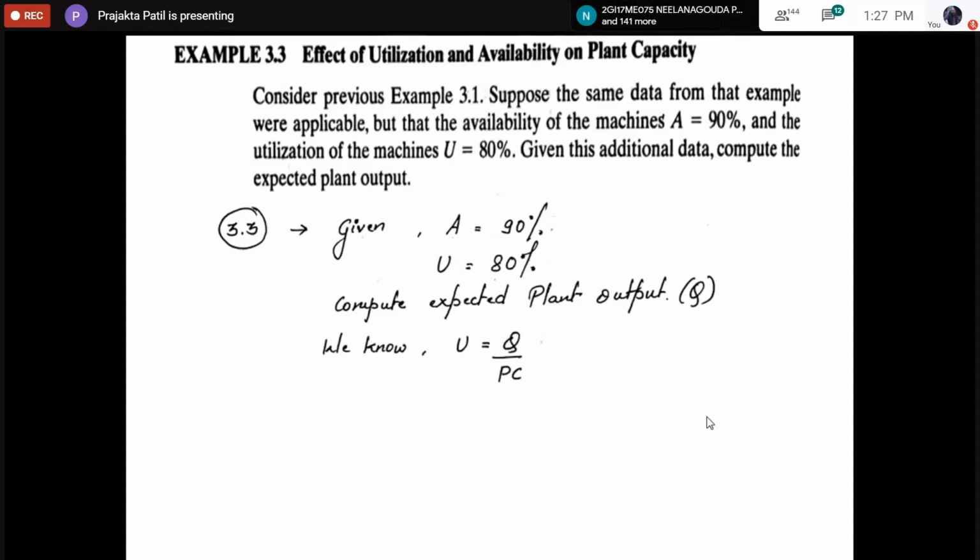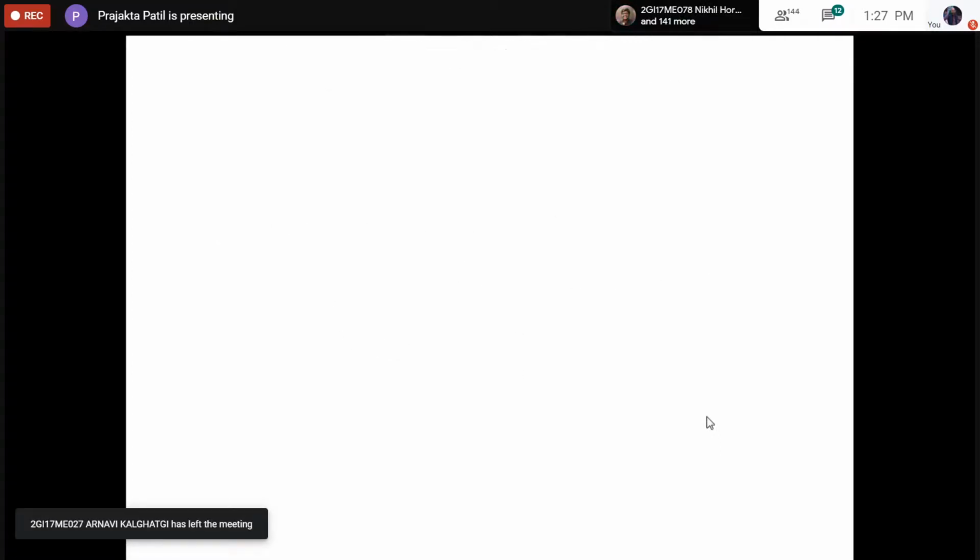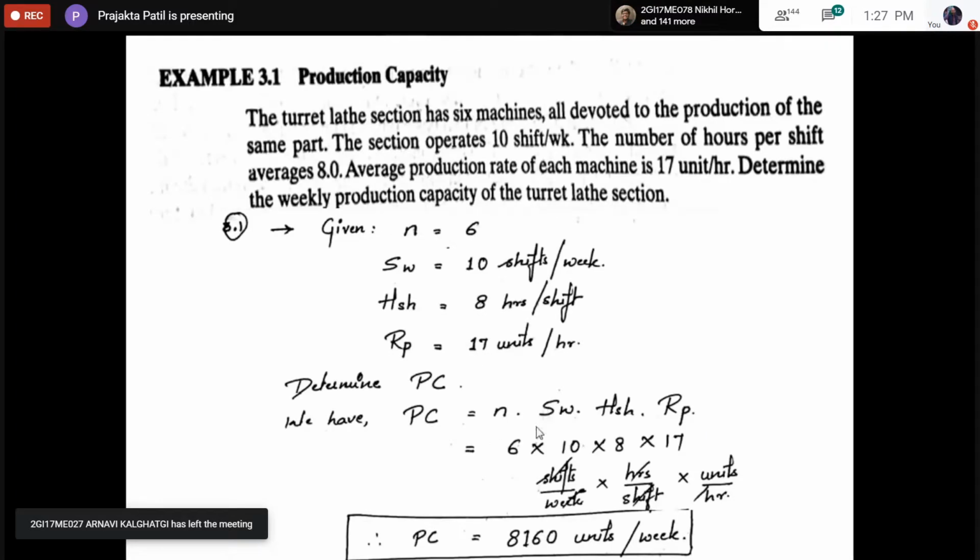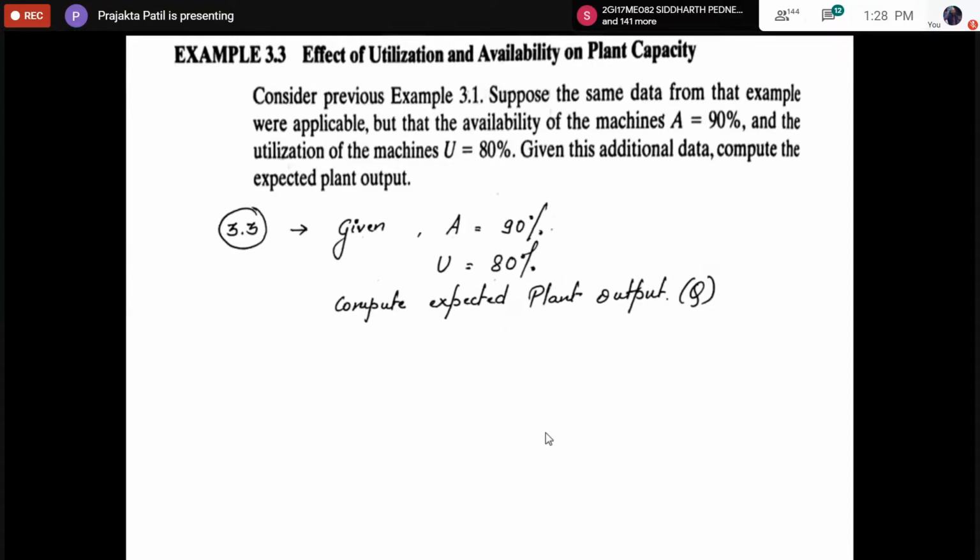But if you consider production capacity in the previous problem, we did not consider the value of A, right? There is no value of A considered there because we are assuming that availability is 100%. So the value of A there is 1. But here they have mentioned what is the value of A. So we get this equation Q is equal to U into PC.